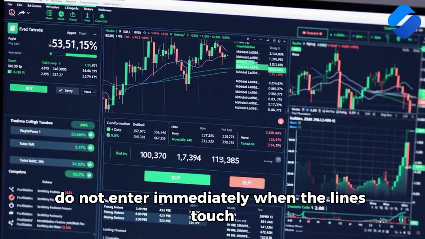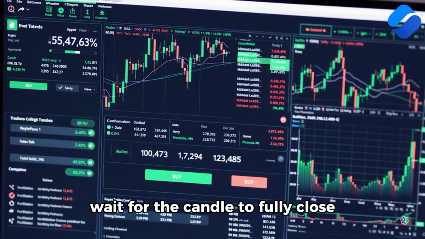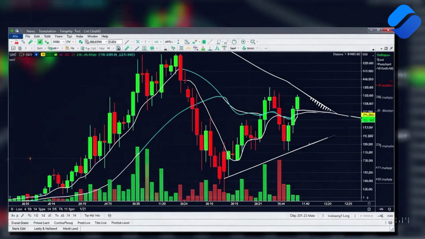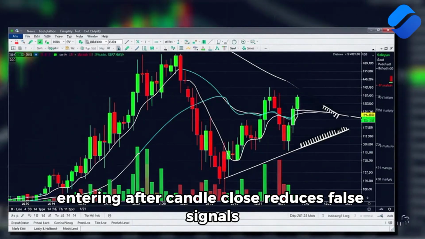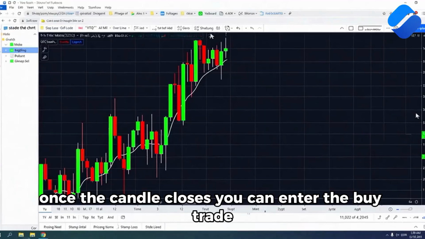Do not enter immediately when the lines touch. Wait for the candle to fully close. Entering after candle close reduces false signals. Once the candle closes, you can enter the buy trade.